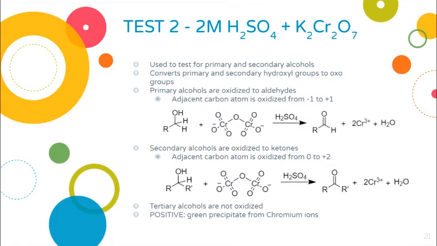For this reason, tertiary alcohols, which do not have any hydrogen atoms attached to the carbon, cannot be oxidized. In the case of oxidation of alcohols into aldehydes or ketones, chromium ions are formed as a side product. This serves as the indicator for a positive result of the test, as chromium ions exhibit a green precipitate.